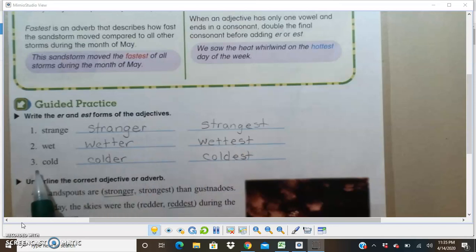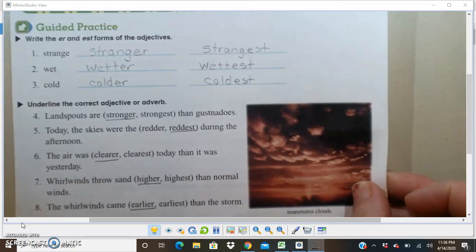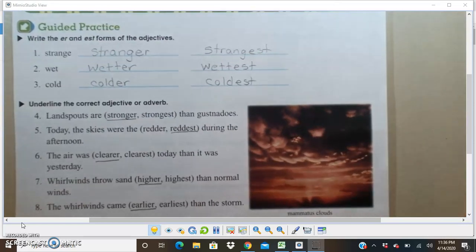So let's look at number 3, cold. You would just add an ER, and then for coldest, you would write EST in this word. So the next section says, underline the correct adjective or adverb. So you've got to pay attention. Are you comparing two things? If you're comparing two things, then it's going to end with an ER. And if you're comparing more than two things, it's going to end in an EST. You guys did another worksheet recently that was very, very close to this same page that we're working on today.